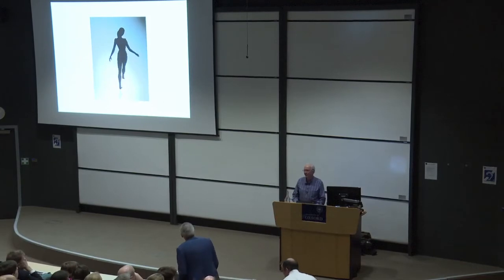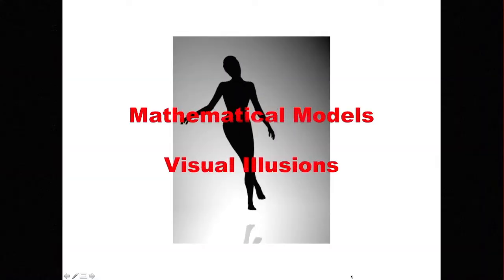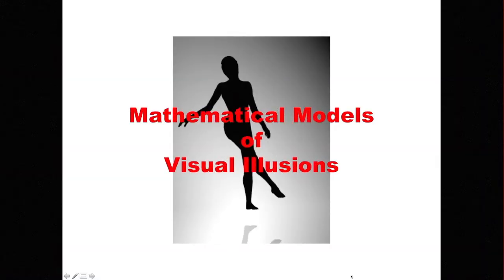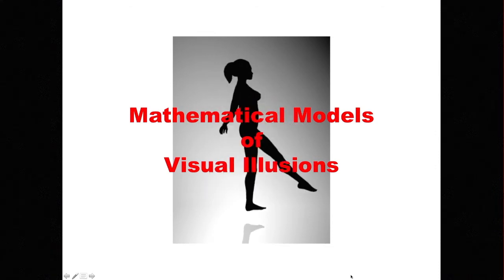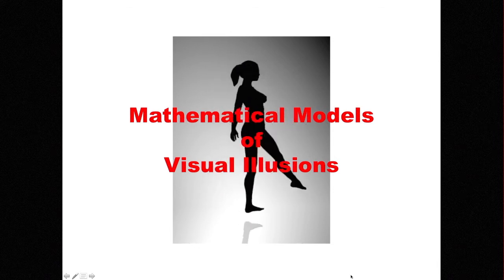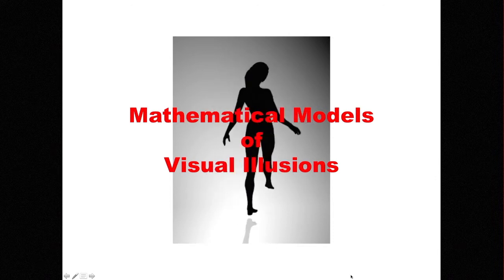Well, I'd like to thank Alan for the introduction and for inviting me to this wonderful lecture theatre. It's brilliant. I want to talk about mathematical models of visual illusions. Now, if you've been watching the young lady spinning, you may have noticed that there is a visual illusion there. It's called the spinning dancer illusion. If you keep watching her, after a while she seems to change direction.